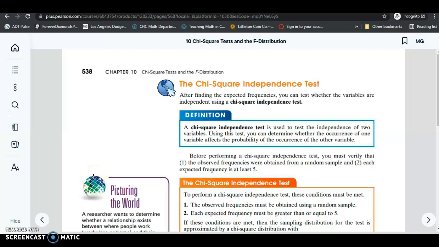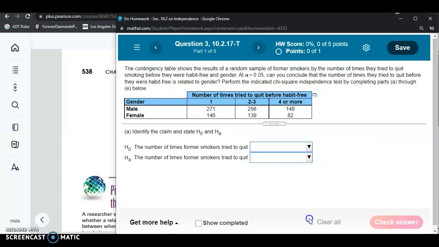Hello students, in this section, section 10.2, we will discuss the chi-square independence test. Before we look at some problems in the homework, let's go ahead and go over some background information.